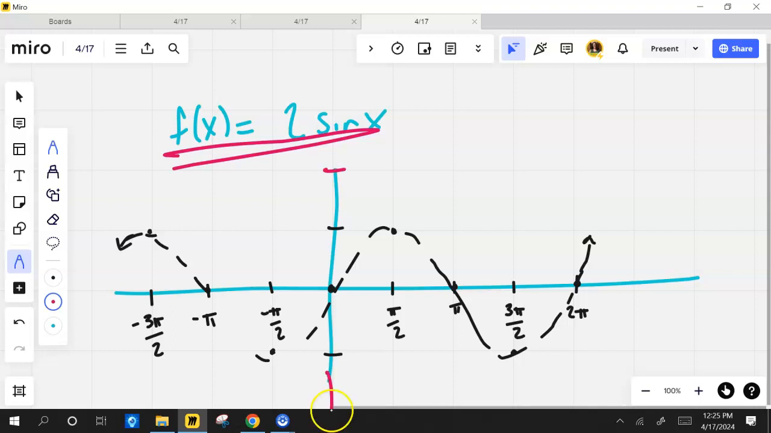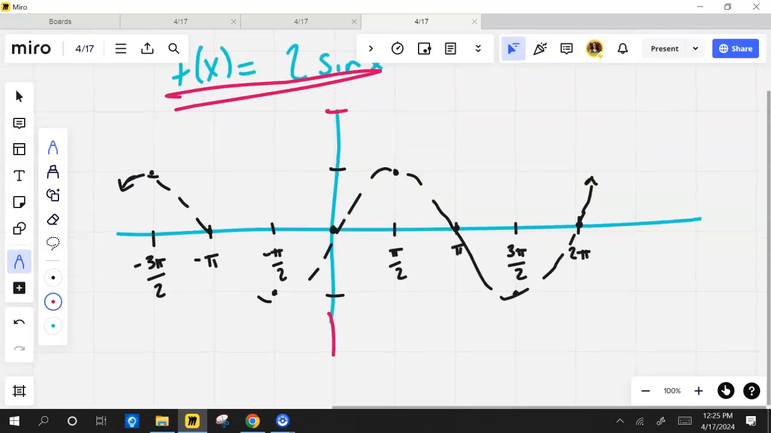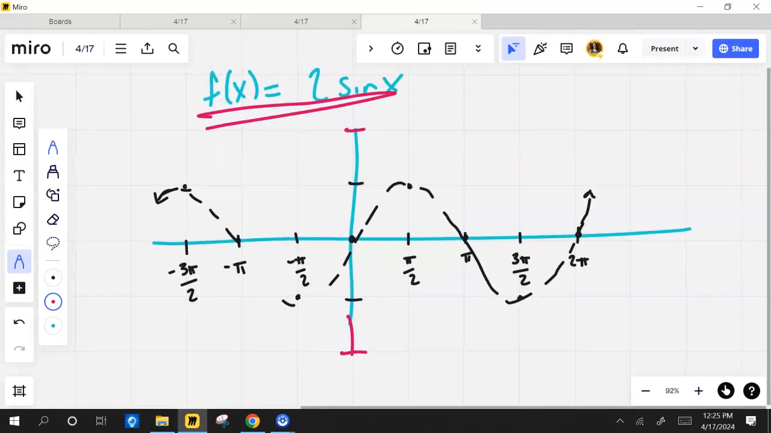So it's just going to go here, here. Because if you find your period, it's still 2 pi over b. B is 1, so your period's still 2 pi. So the only thing I have to adjust, my zeros are still the same. So this is what that graph looks like.